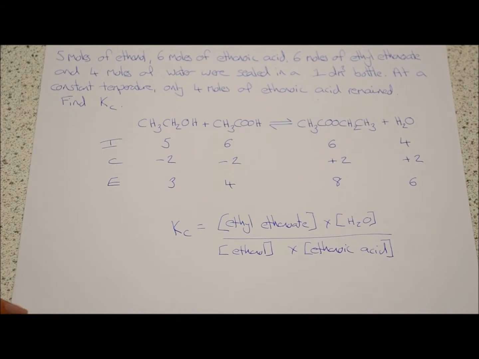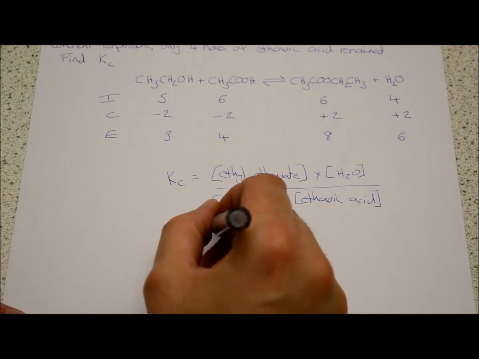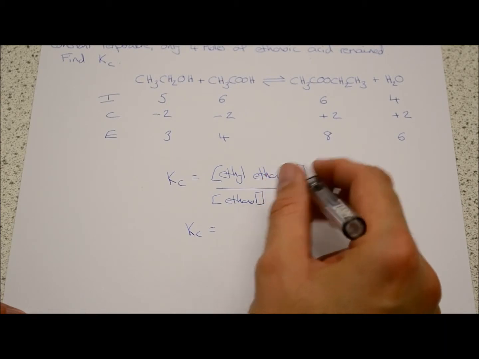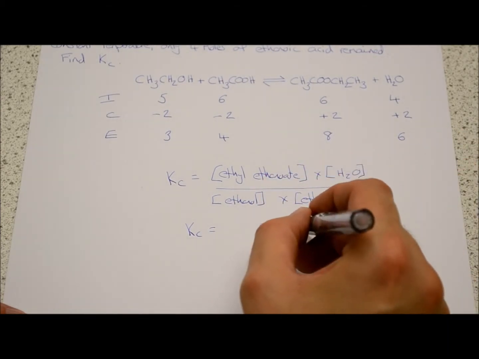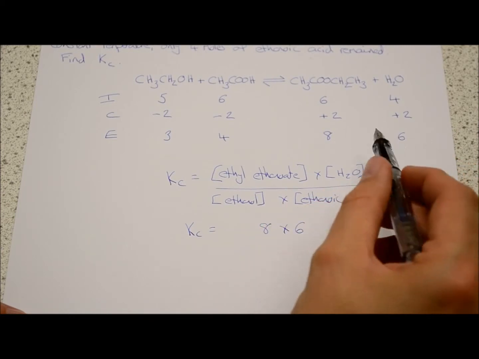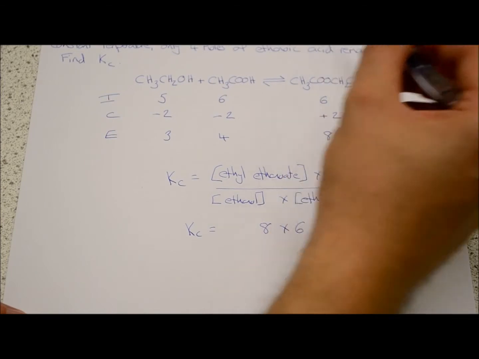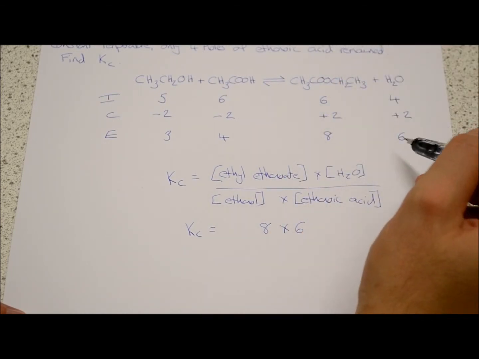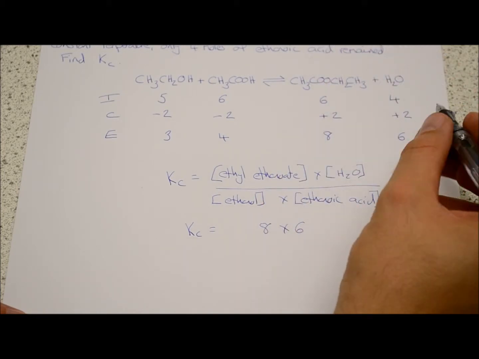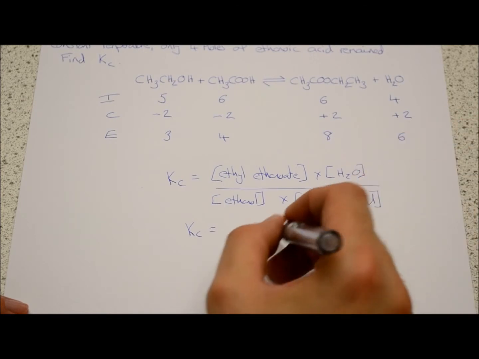So if we plug these numbers in, Kc is equal to ethyl ethanoate is 8 multiplied by 6 moles of water, and we can say it's 6 and 8 because it's happening in a 1 decimeter cube bottle. The concentration is 8 moles per litre, or 8 moles per decimeter cube. If it was in a 2 decimeter cube bottle, then we'd have to change it accordingly.